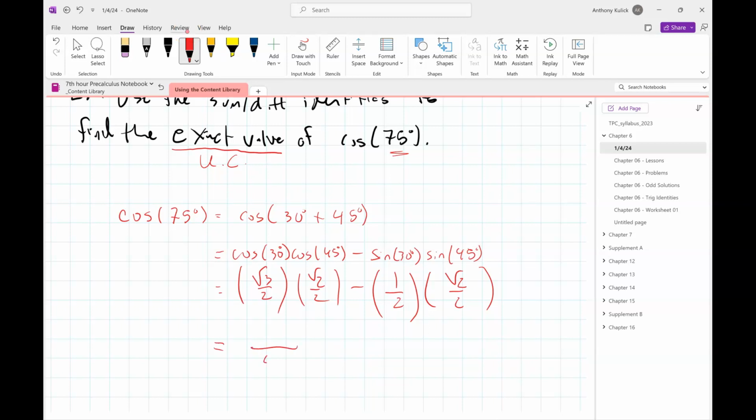Okay. So 2 times 2, that's easy. But how do I do root 3 times root 2? How do I multiply two radicals together? Root 3 times root 2, right? Because that's the top. How do I do that? That's correct. Hopefully you remember from your Algebra 2 class that root A times root B is root A times B.